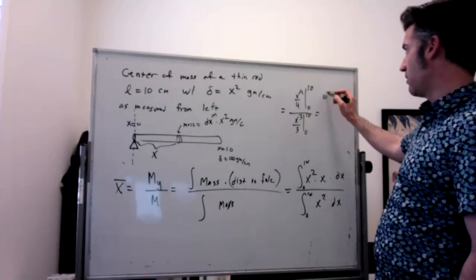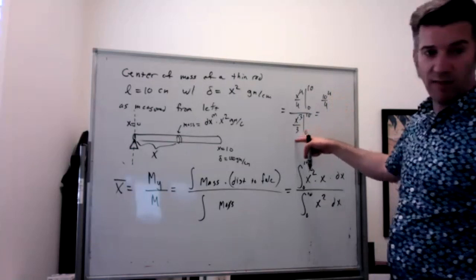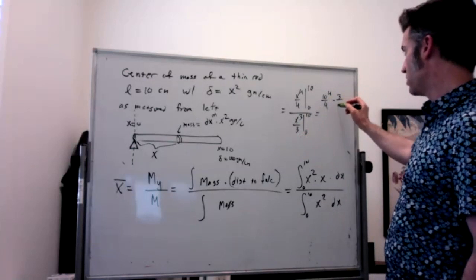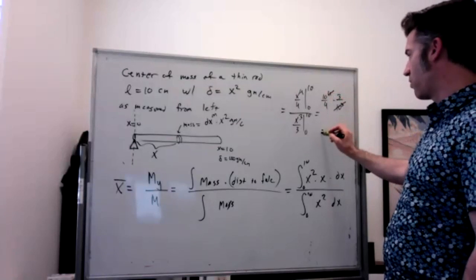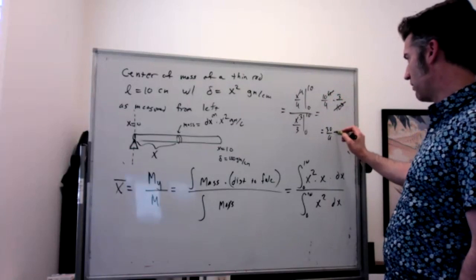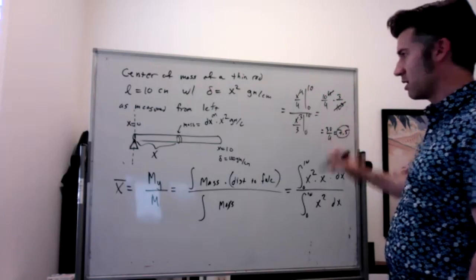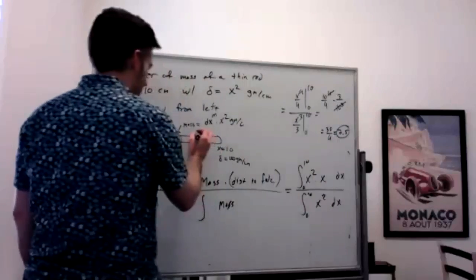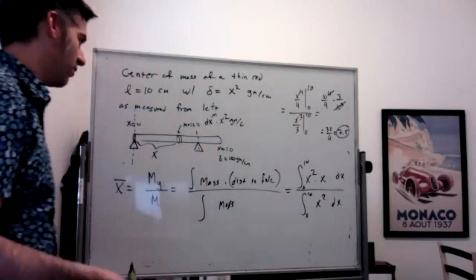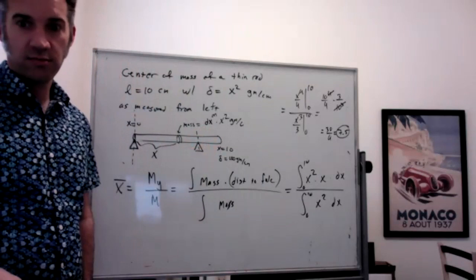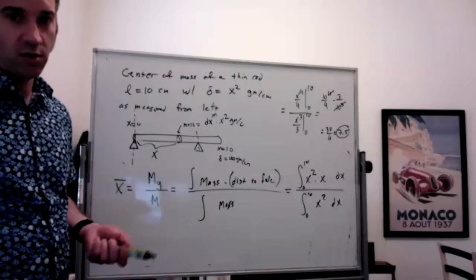So you're going to get 10 to the 4th over 4 divided by 10 to the 3rd over 3, which is 3 over 4 times 10 to the 3rd. 10 to the 3rd cancels, so you get 30 over 4, which is 7.5. So the center of mass is like 3/4 of the way. Right there, that's your center of mass. Kind of cool.